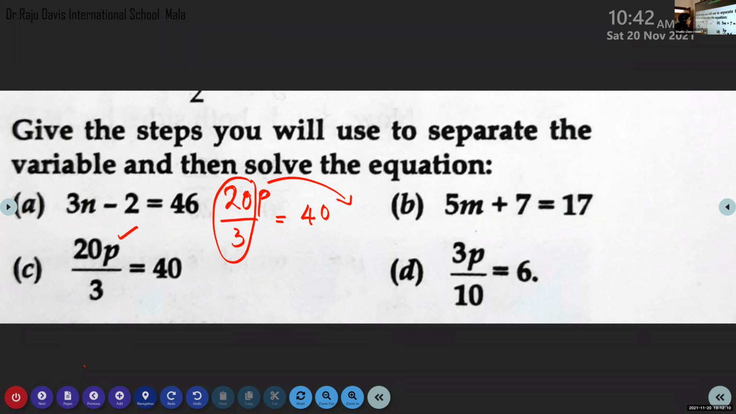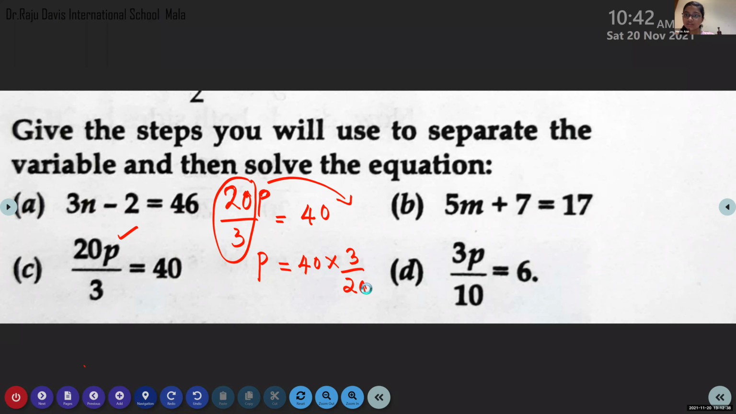So what will it become? P is equal to 40 into 3 by 20. Understood? 20 by 3, when you transpose it to the other side, it will become 3 by 20. Just the reverse of it. The numerator will become the denominator, and the denominator will become the numerator. So what is the answer you are getting, children?